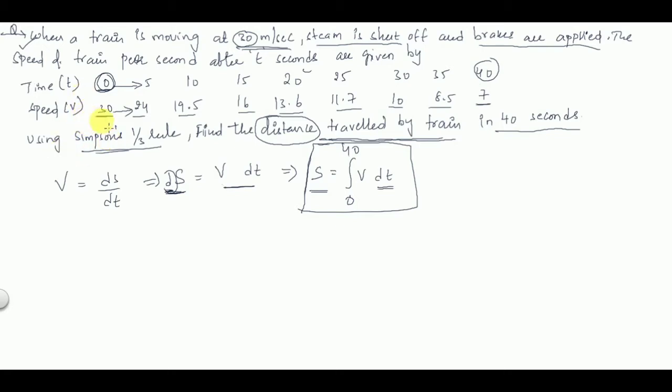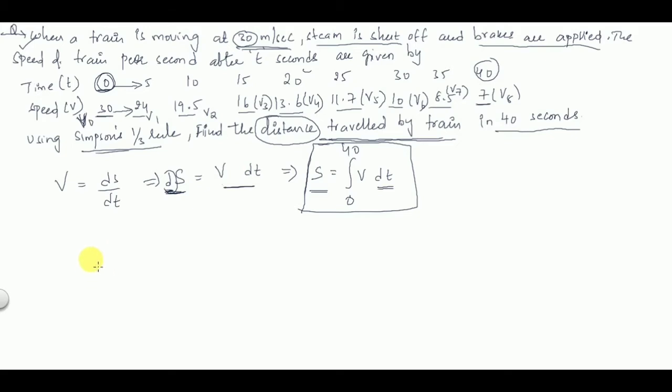To find this integral, they have given all the values. This 30 is our y naught; since we are finding v, I will take it as v naught. This will be v1, v2, v3, v4, v5, v6, v7, and v8.